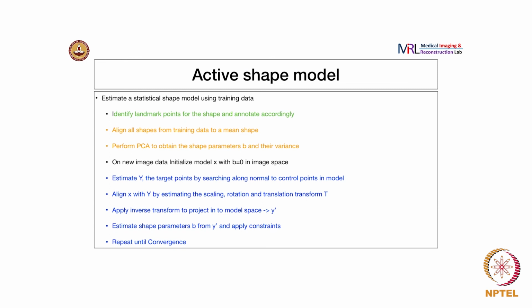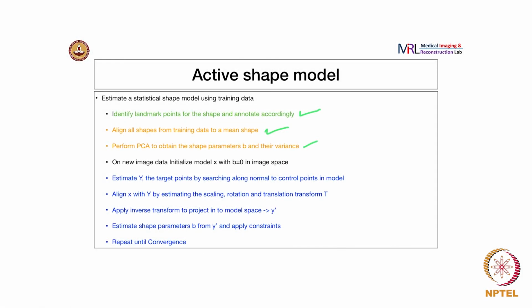Okay, putting this all together, estimate a statistical shape model using training data. The way to do that is to identify landmark points for the shape and annotate accordingly, and make sure that every instance of the shape you are annotating in your training data set has the same number of points. Align all the shapes, removing scaling and pose dependency, so that those two you have to remove. And perform PCA to obtain shape parameters.